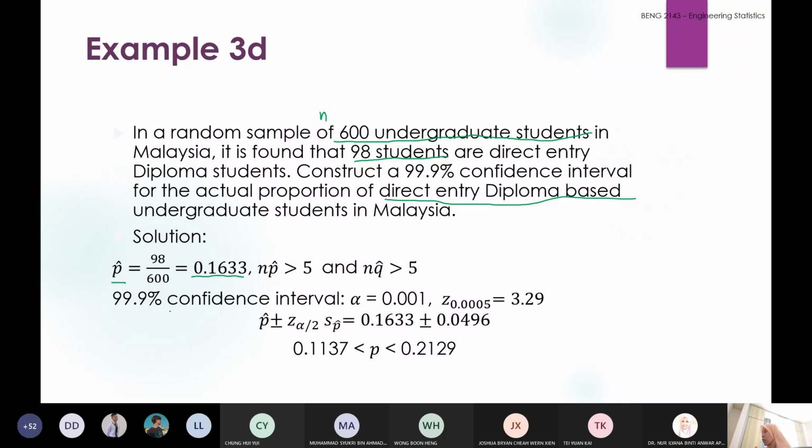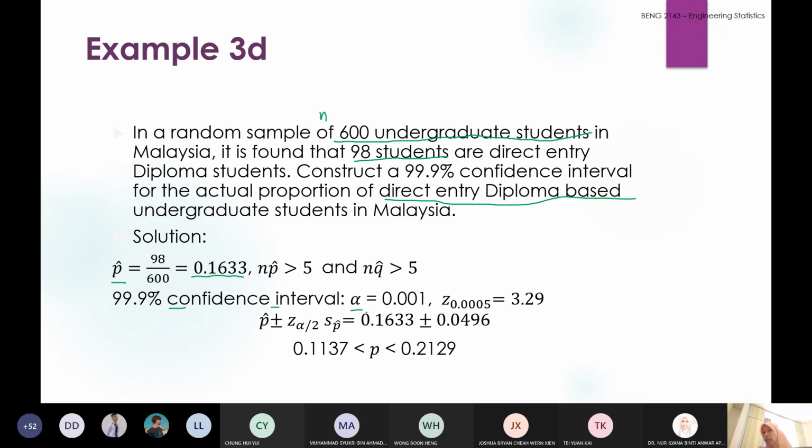So to determine the confidence interval, we have to find what is alpha. Alpha is the significant level. Any questions? Significant level. 99.9% is the confidence interval that we are looking for. So we need to find what is alpha.